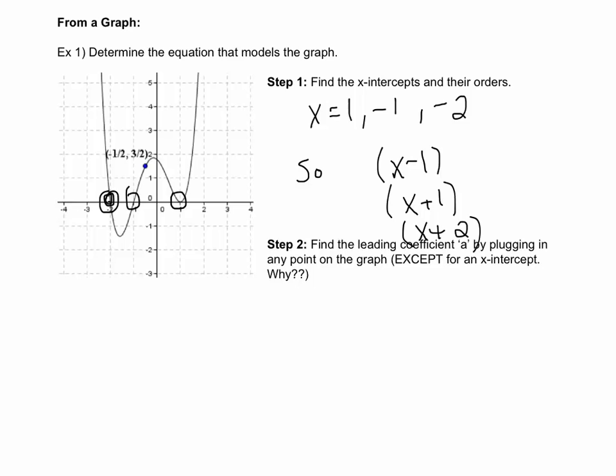These two here cross the graph. Their order is just going to be 1. This one here, our x minus 1, touches the graph but doesn't cross the graph, meaning that it's going to be an even number of times. We would have to put the squared here to indicate that.